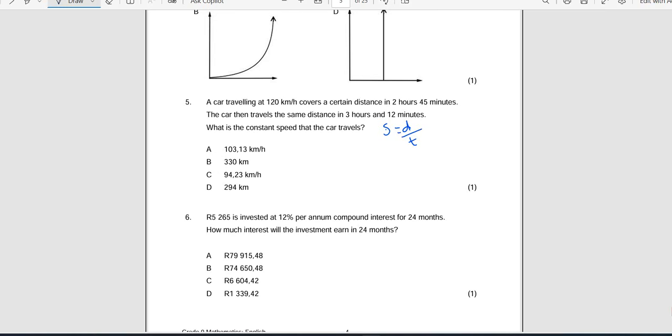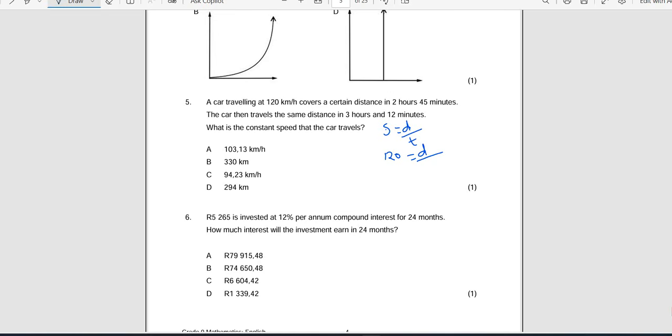So our speed is 120. We're going to look for the distance first. Our speed is 120, which equals distance, what we are looking for, over how many hours?